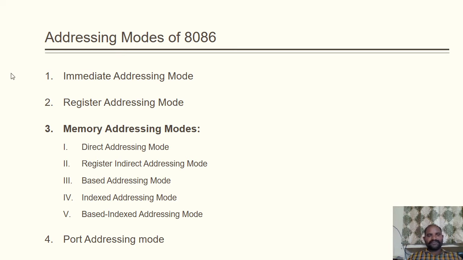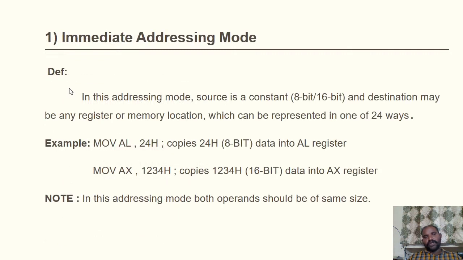So let us define what exactly the immediate addressing mode is. If you see the definition, we have taken the move instruction. In the move instruction, we have the source as well as the destination. The syntax is MOV space destination comma source. In this addressing mode, the source is always a numerical constant. That may be an 8-bit number or a 16-bit number.